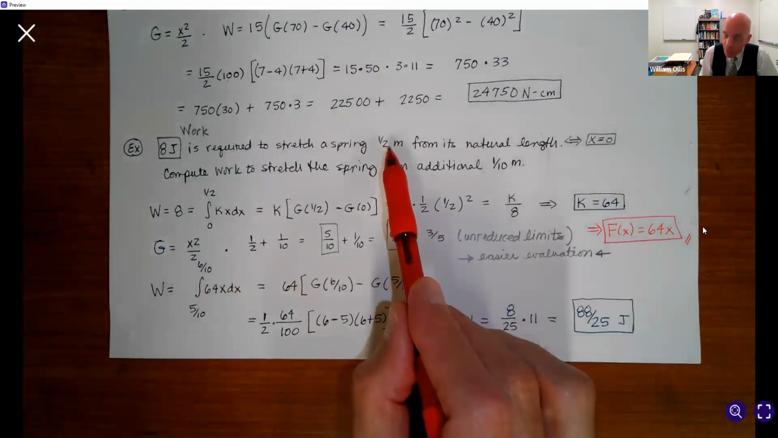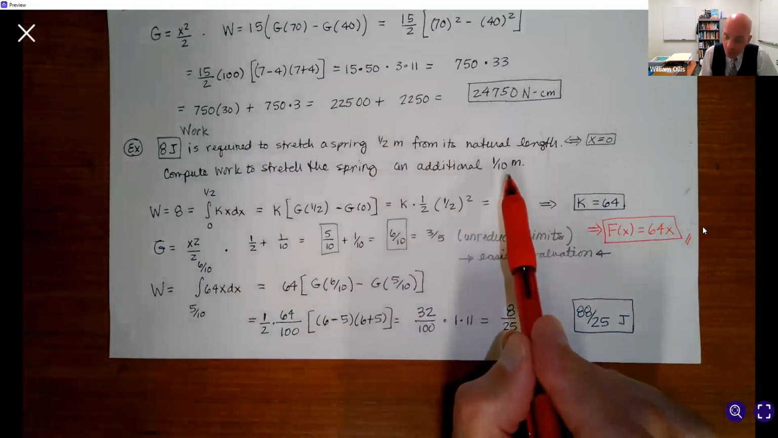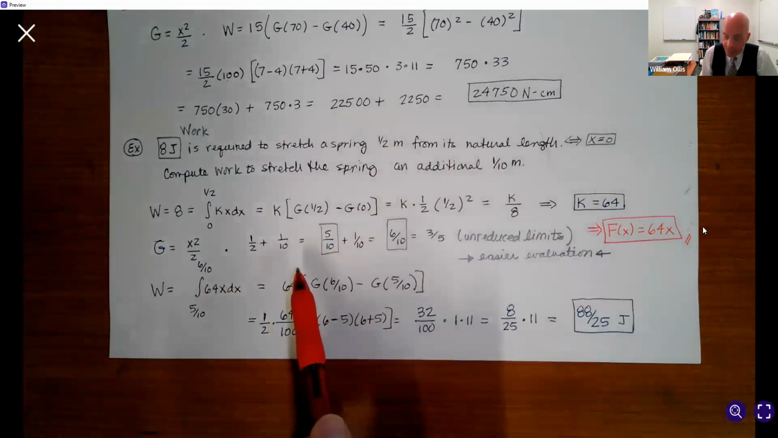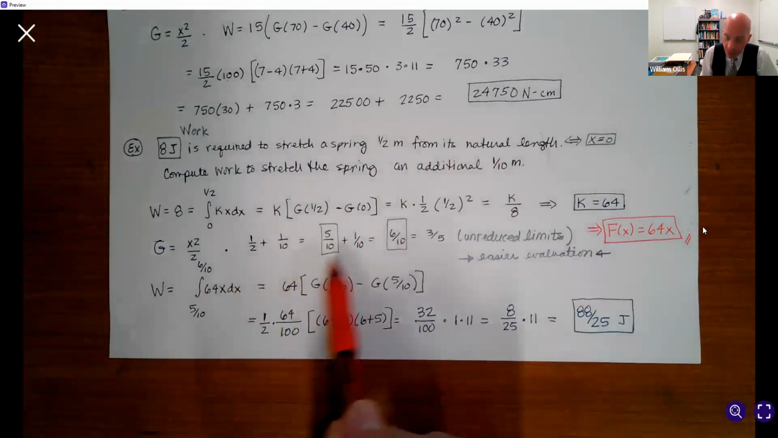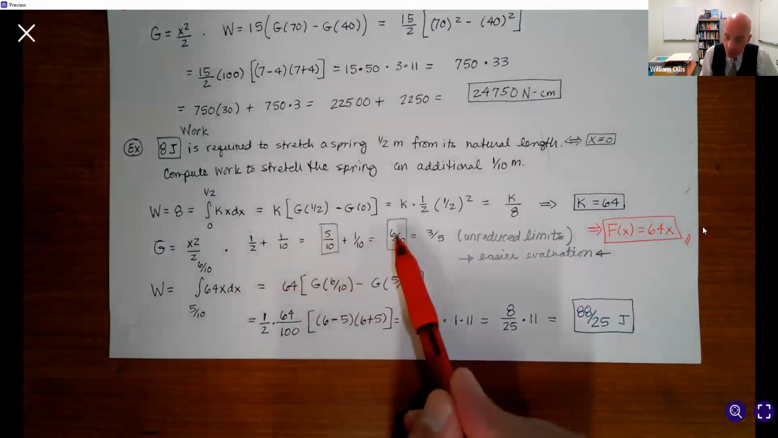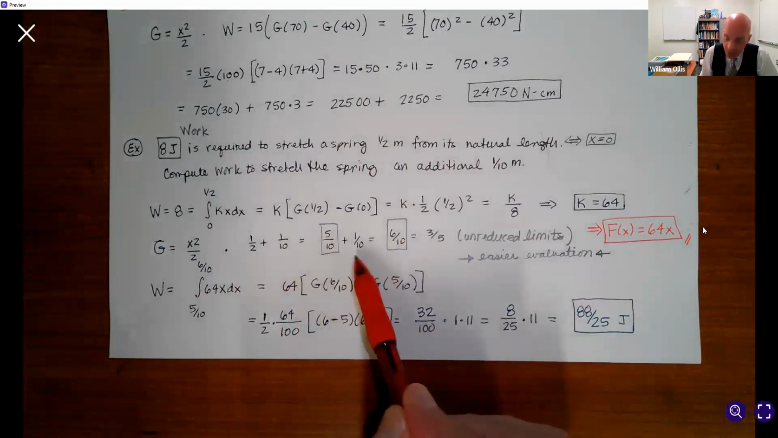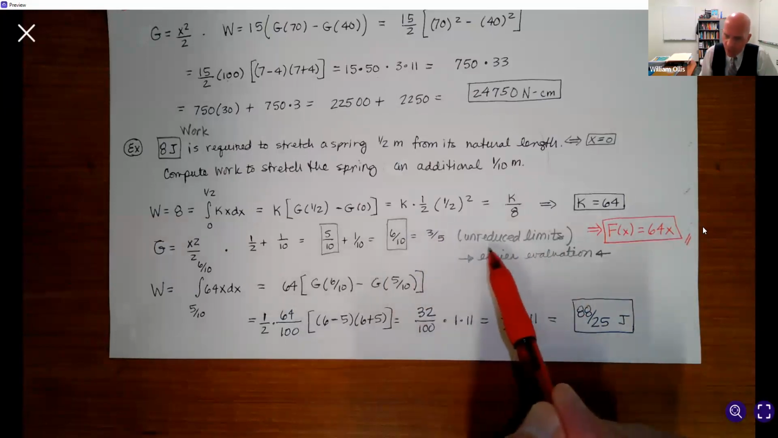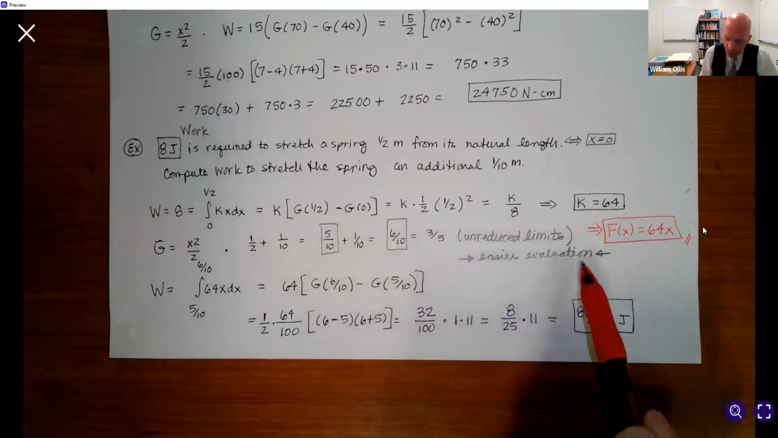Now the base point is 1/2, but we want to move an additional 1/10 meter. So let's see what the upper limit is. Let's just add the 1/2 and the 1/10, get a common denominator. We get 6 over 10, if you see here. And now you might be thinking, do we want to reduce this? Unreduced, look what I've written here, unreduced limits, easier evaluation.